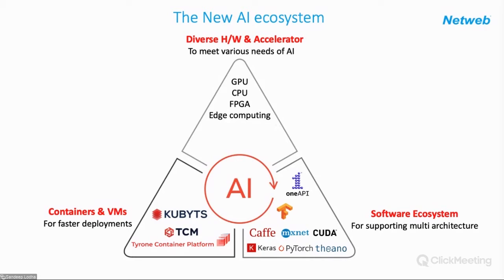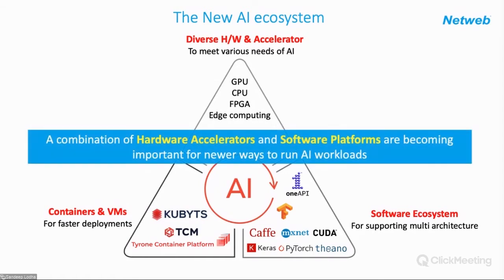So what happens is, for deployment to the hardware with these frameworks, we require an ecosystem with containers and VMs, and we handle all this through qubits, TCM, and Tyrone Container Platform. So this enables accelerated growth and deployment of these applications, and this is a very necessary part of the ecosystem going forward. And we have a lot of products and solutions which fill in the gap for this particular ecosystem.